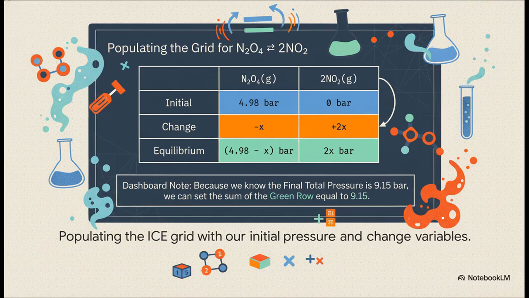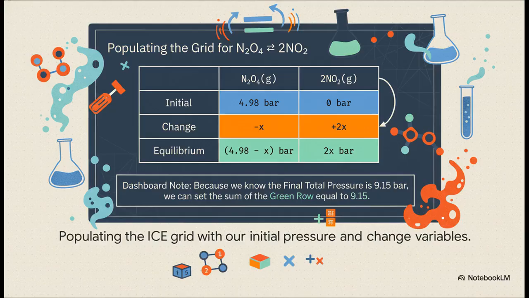Now, let's see how this fills out our grid. We drop that 4.98 bar right into the initial box for N2O4. We didn't start with any product, so that's a 0 for NO2. Now for the change row, some amount x of our N2O4 is going to react, so we write minus x. And because the stoichiometry is 1 to 2, we're going to form plus 2x of NO2. This means our equilibrium row is just 4.98 minus x for the reactant and simply 2x for the product.